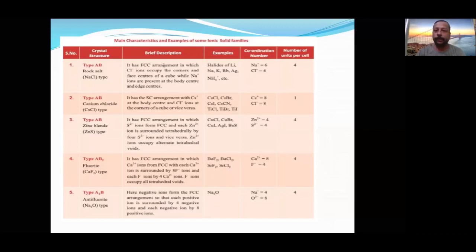So FCC means the number of chlorine will be 4. And sodium positive ions are present in the body center as well as the edge centers. How many edge centers are there? 12. So 12 into 1 by 4 gives 3, plus 1 body center, so 4 sodium. 4 sodium, 4 chlorine. So the number of sodium chloride units per unit cell will be 4.